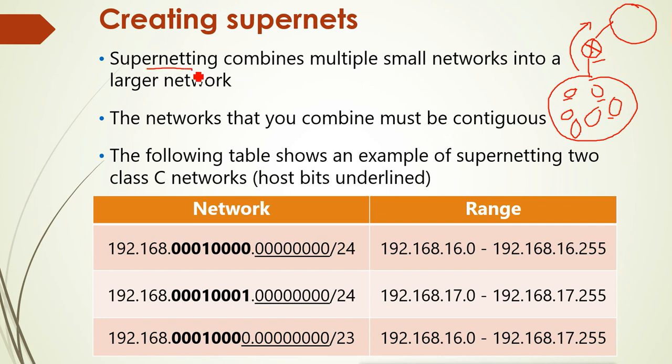So what we actually do is combine the multiple different networks to create a single network, and then we send that single network information to the other area. Now when that information is sent to that area, those routers or devices in that area will understand that all these networks are there in this area.